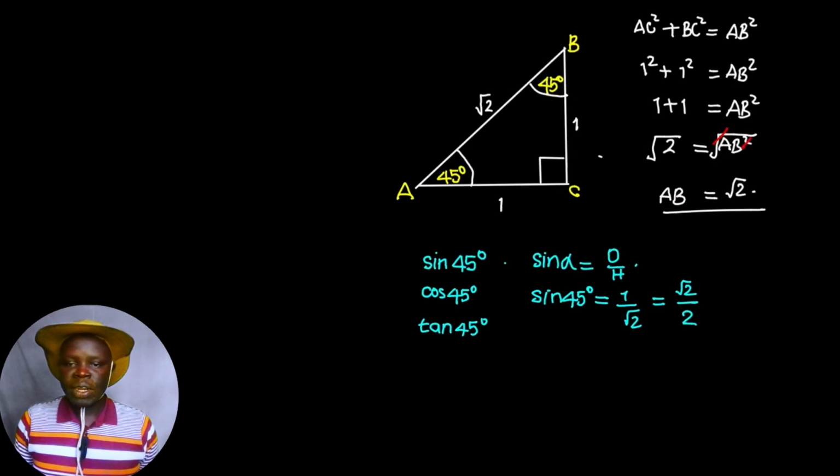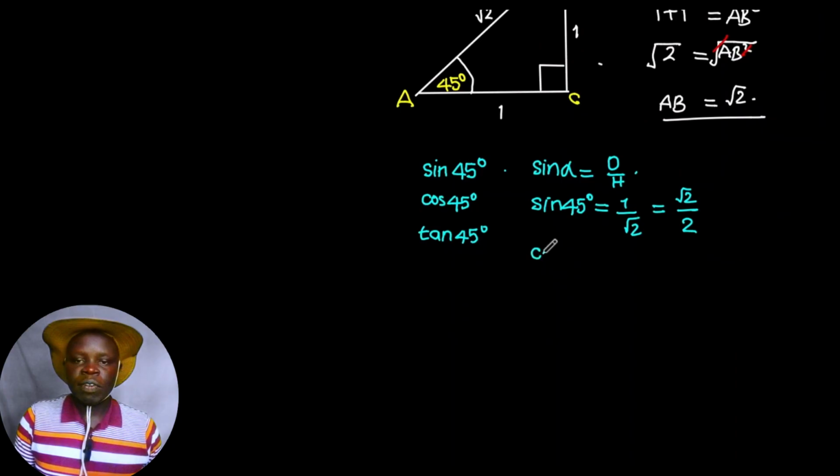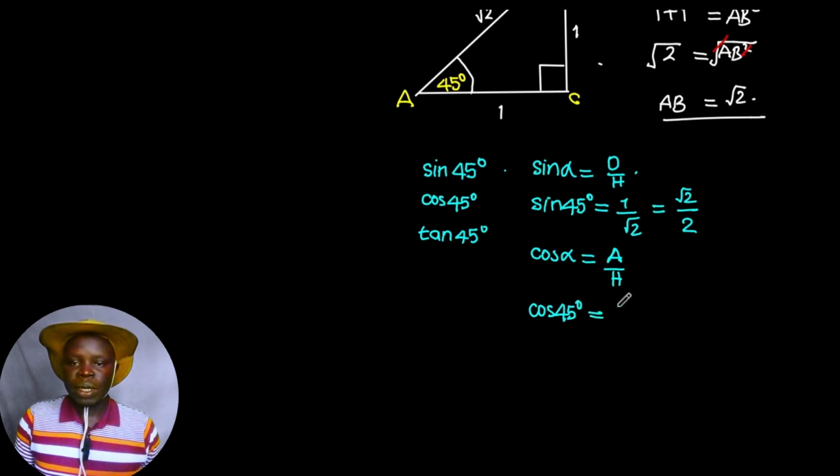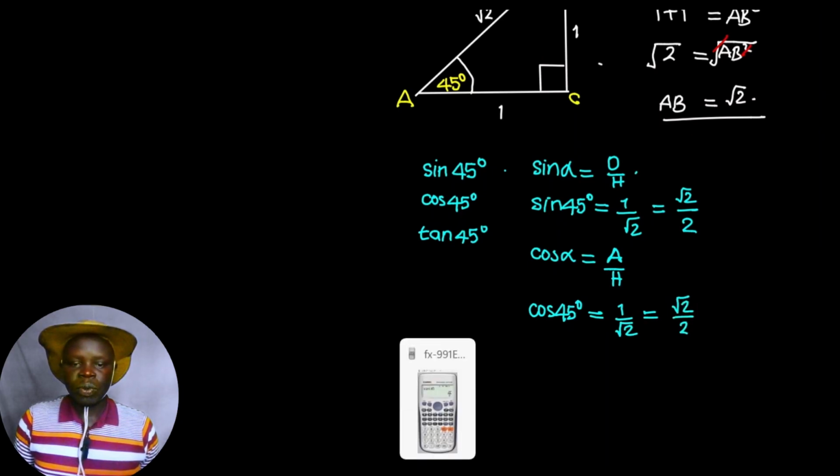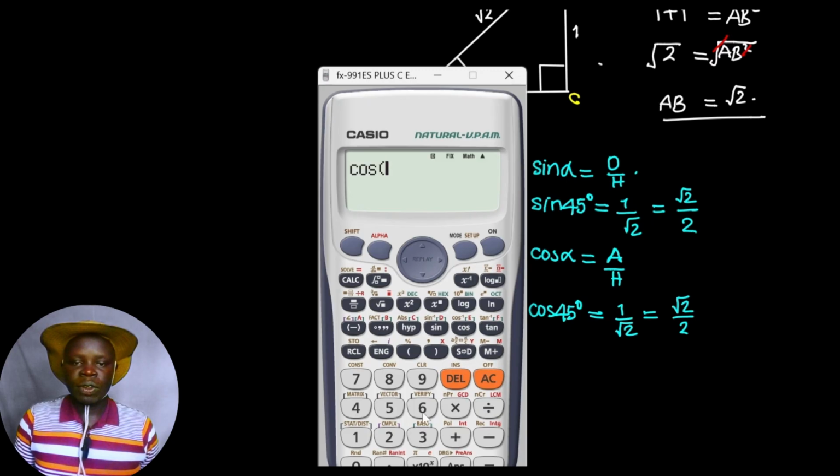That is cosine of 45 degrees, and cos is given by adjacent over hypotenuse. So our angle is 45 degrees, and this is very clear. Adjacent is 1 and hypotenuse is root 2. This is equivalent to root 2 over 2. We can check on the calculator again with cosine of 45. This must give us root 2 over 2, and this is exactly what we have here.